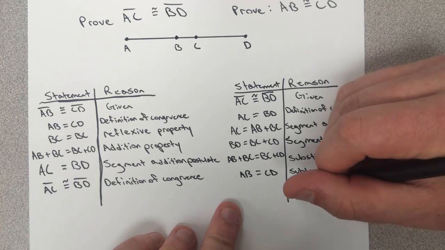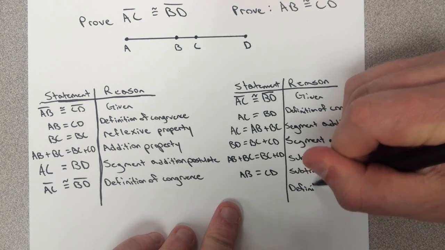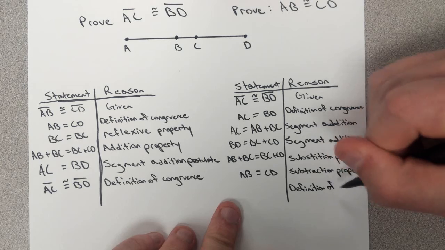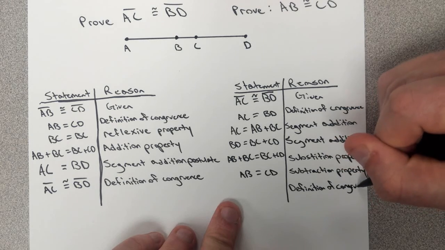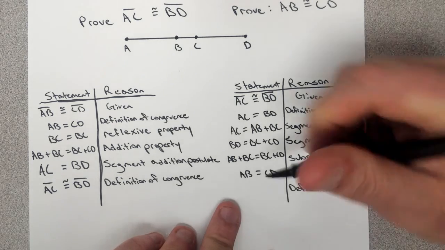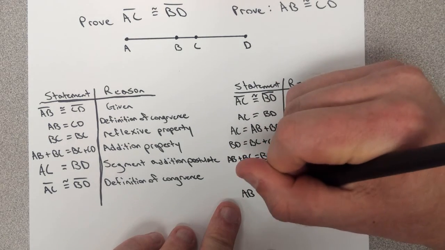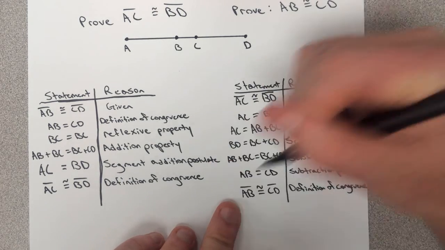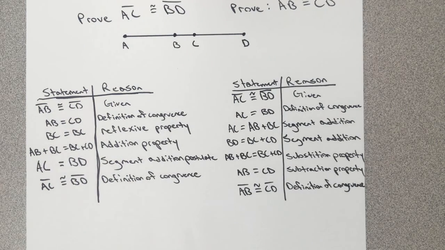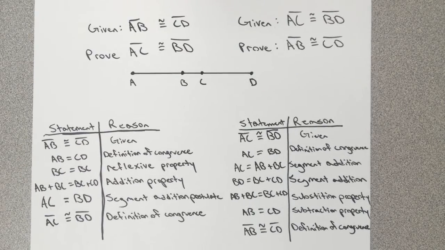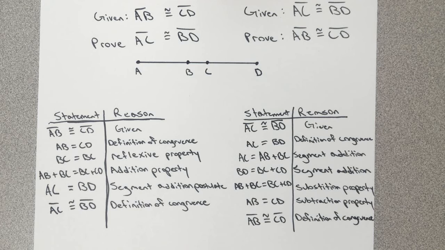And the last thing we need is the definition of congruence again, to claim that the segment AB is congruent to the segment CD. And there we go. We've proven both sides of the common segment theorem.